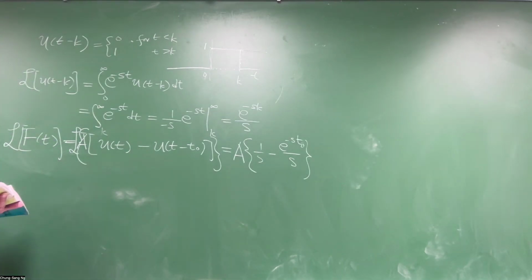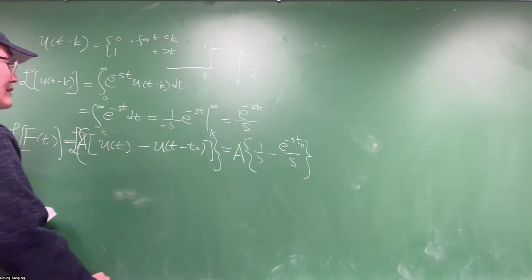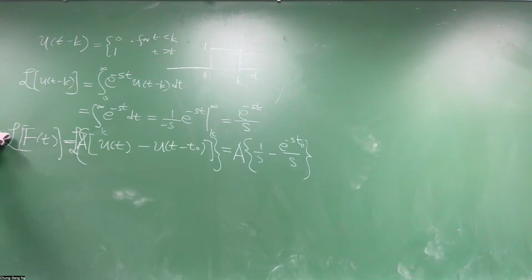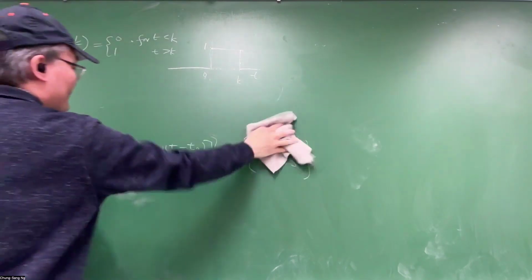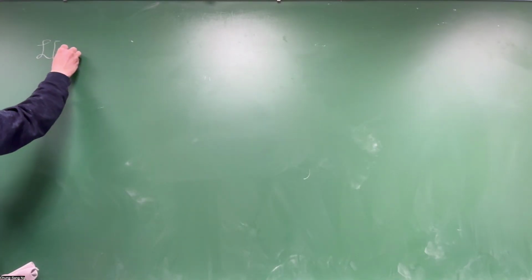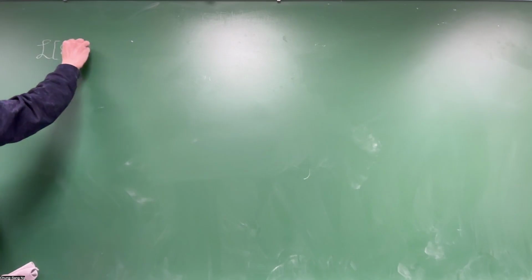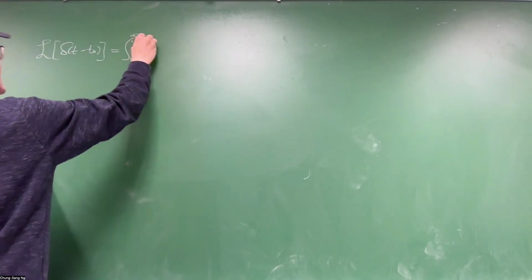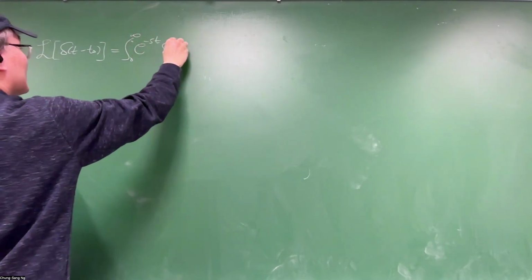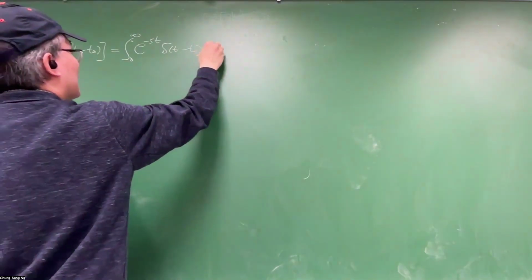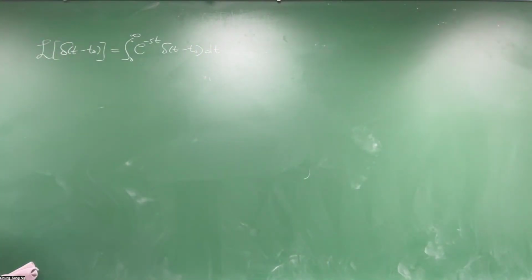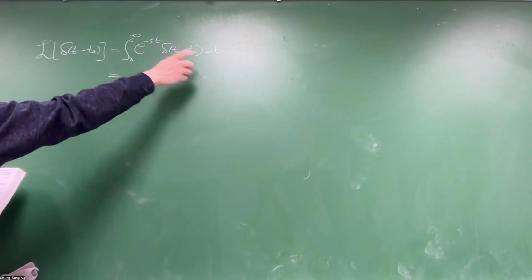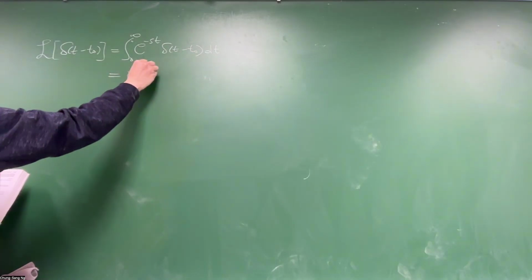I think the last one is just a delta function. Now we can start over again. The Laplace transform of a delta function, delta of t minus t sub 0. Let's substitute in the definition, which should be trivial. Yeah, the answer should be e to the minus s t sub 0.